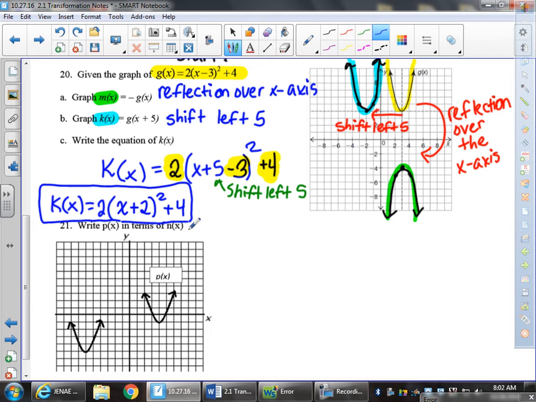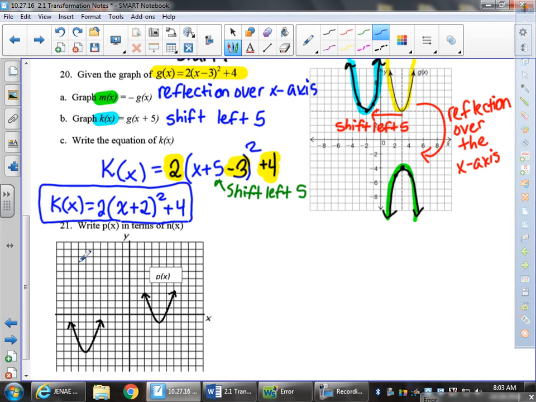So color's really your best friend here. They help me see it. Because I'm a very visual person, for all of us who are very visual learners, keep your colors with you for transformations, okay? So then if you were doing it from 0, that's how that would work out.